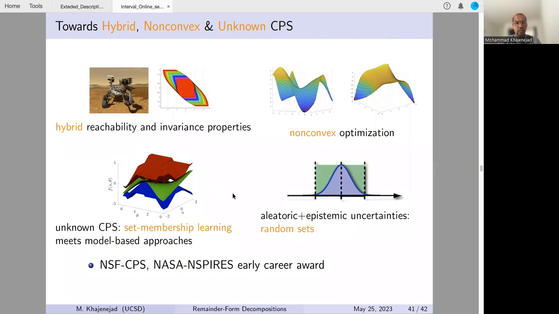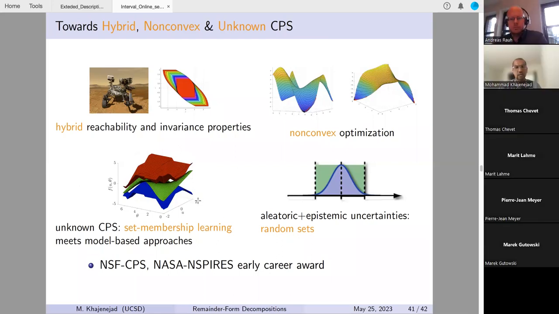So I'm thinking of targeting some of these works to write proposals for the NSF Cyber-Physical Systems or the NASA Early Career Award in the future, to get funding for these future projects.